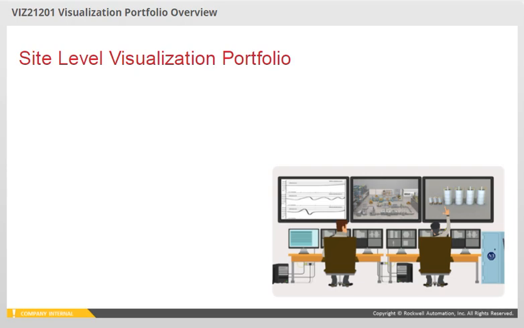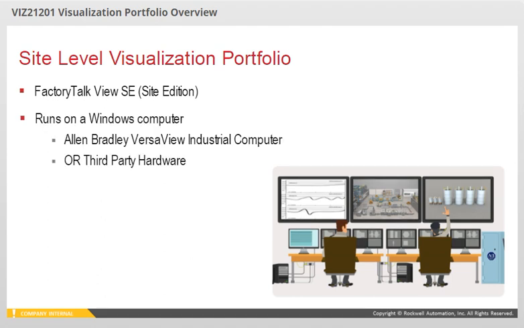The Rockwell Automation solution for site-level visualization applications is FactoryTalk View SE, short for Site Edition. This is a software-based solution that runs on a Windows computer. It is important to understand that FactoryTalk View SE can run on industrial computers or commercial computers.